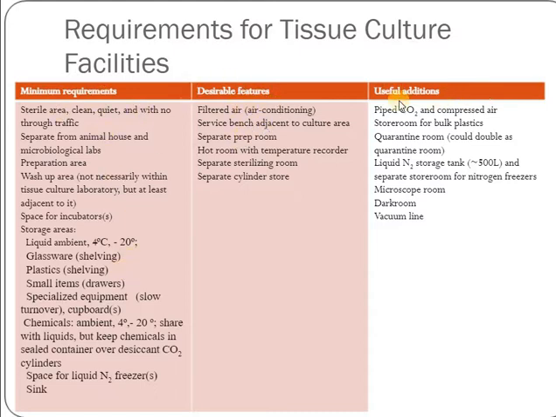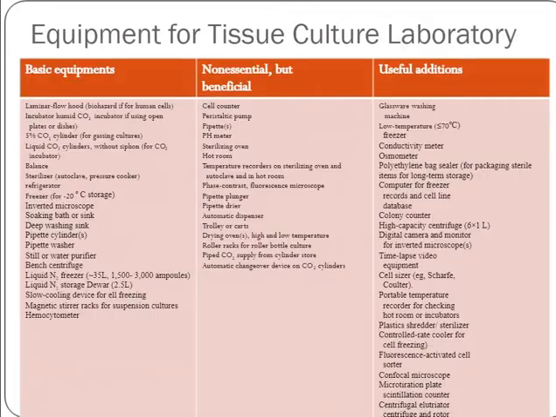Along with this, some additions can be made for setting up an advanced animal cell culture laboratory. For example, piped carbon dioxide and compressed air can be provided. A storeroom for bulk plastics can also be set up. Quarantine rooms could be present. A liquid nitrogen storage tank of greater than 500 liters and separate storage of nitrogen freezers can also be placed. There should be a microscope room, a dark room, and a vacuum line.